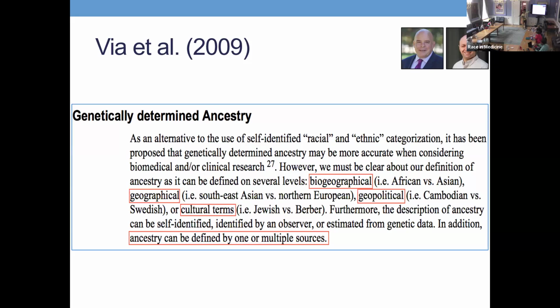They talked about how their definition of ancestry can be defined on 7 different levels. One is biogeographical, i.e. African versus Asian. The next one is geographical, Southeast Asian versus Northern European, geopolitical, Cambodian versus Swedish, or cultural terms, Jewish versus Berber. Furthermore, ancestry can be defined by one or more multiple sources. How are we going to actually deploy this in biomedical practice? Hold on to the question.